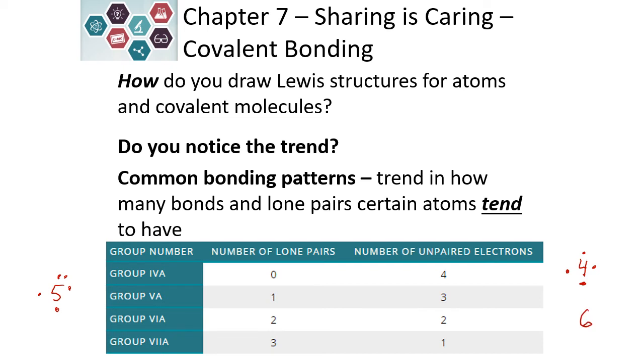Group 6 has 6 valence electrons and it's going to prefer to have 2 lone pairs and 2 unpaired electrons. And group 7 is going to prefer to have 3 lone pairs and 1 unpaired electron. This helps us to decide how many bonds an atom would prefer to have.